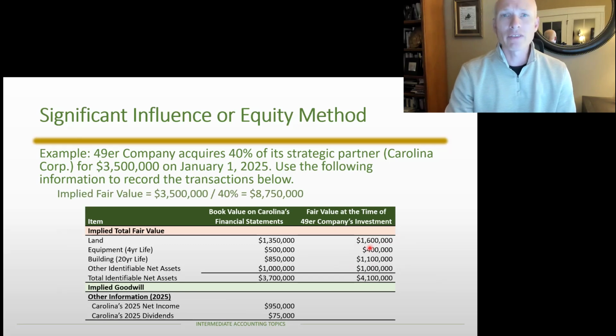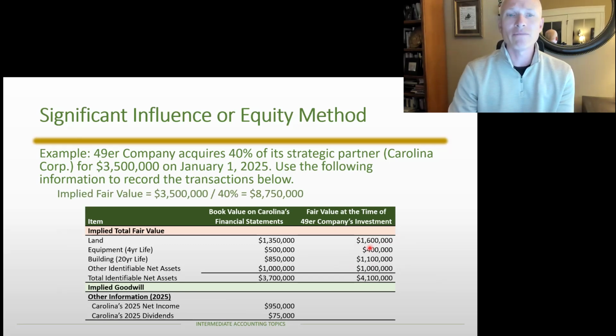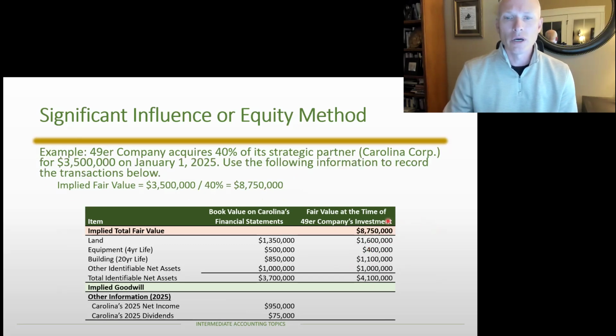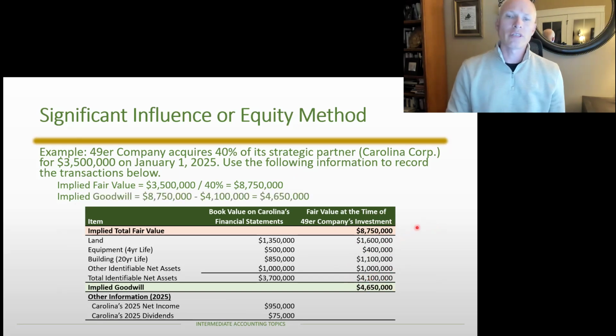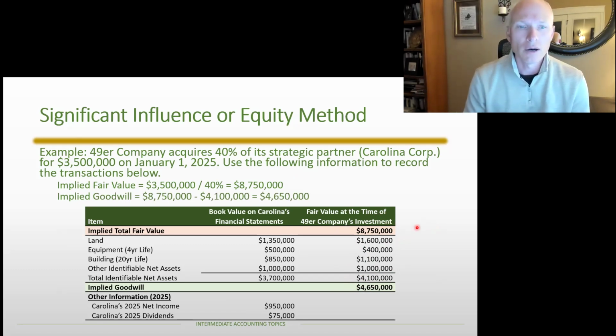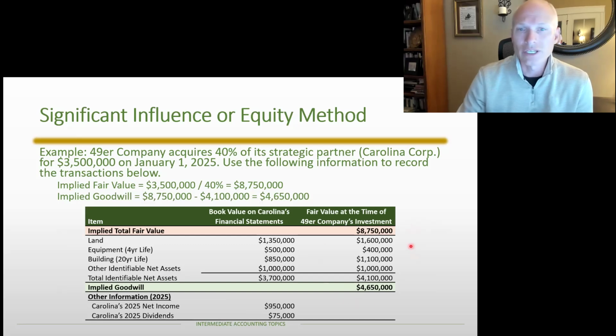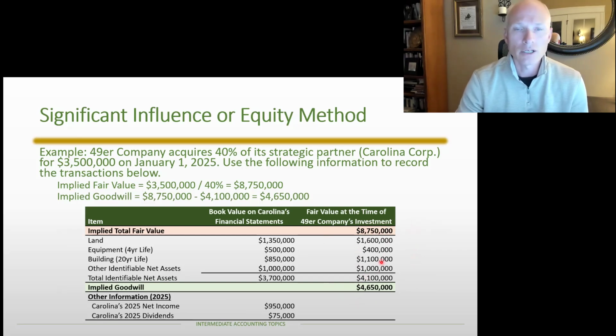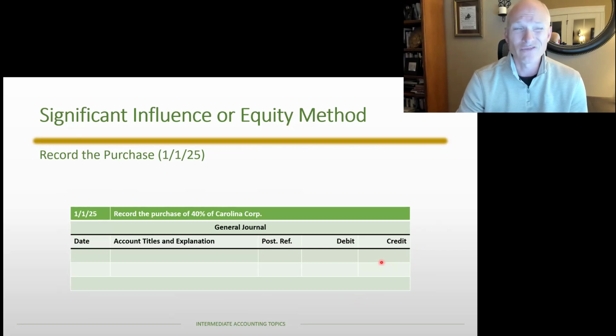And so when we think about this overall, if I pay $3.5 million for 40% of this company, that means the overall value of this company is $8.75 million. Now we have $4.1 million in identifiable assets. So internally, what we really conclude is that there's about $4.65 million in goodwill in this company. Again, this is all implied. This is all internal. We are not doing anything with this information explicitly, but we will use it later on.